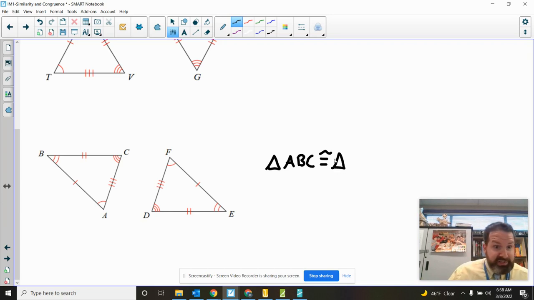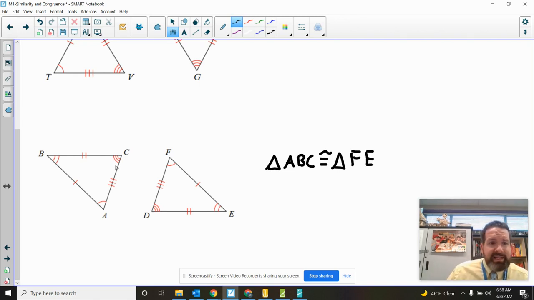Okay, you better have paused. So ABC, for A, that's starting with the 1 marked angle. So I've got to start with F in my second triangle, since it has the 1 mark. B is 2 marks, so I've got to go to E with 2 marks.